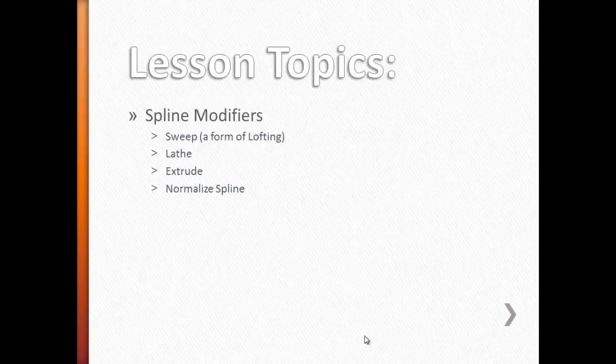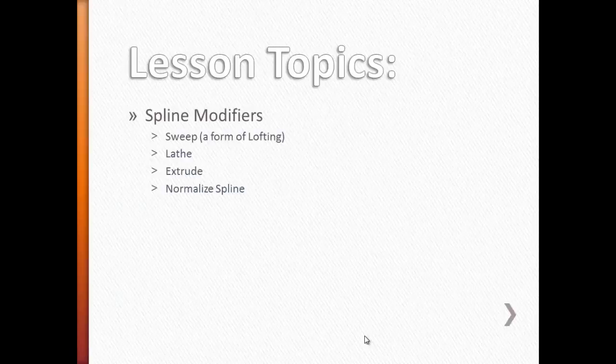Sweep, which is a form of lofting, allows us to use one spline as a profile shape of an object to extrude down the length of another spline. Lathe, which revolves a shape around the center point to create an object like vases, baseball bats, or glasses in your assignment. The last 3D modifier we'll look at is Extrude, to give the spline thickness.